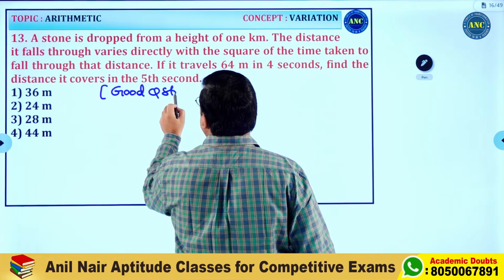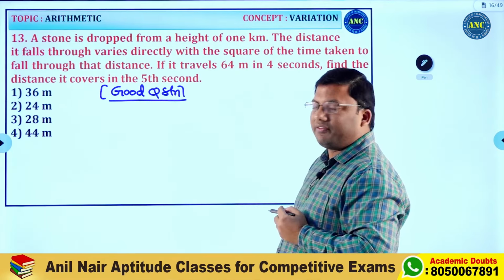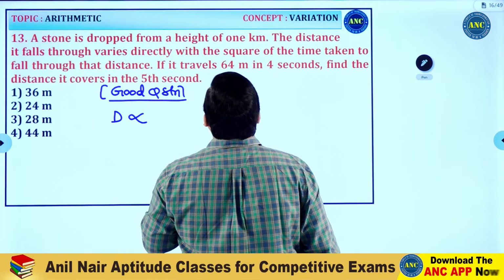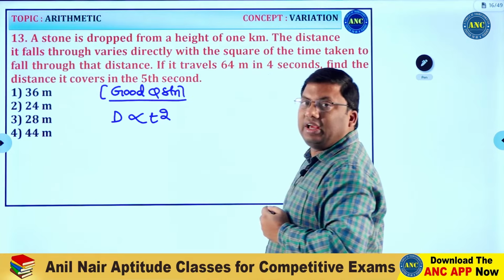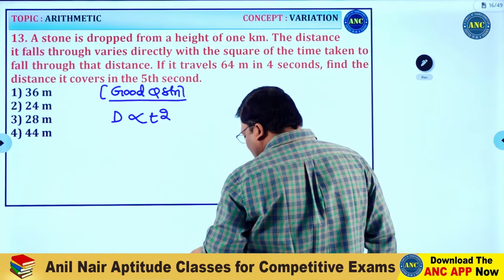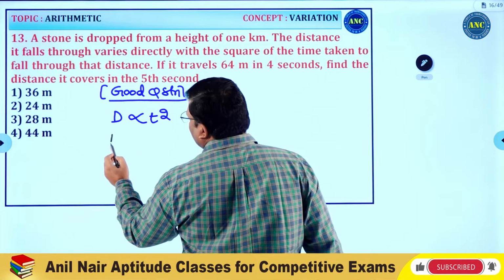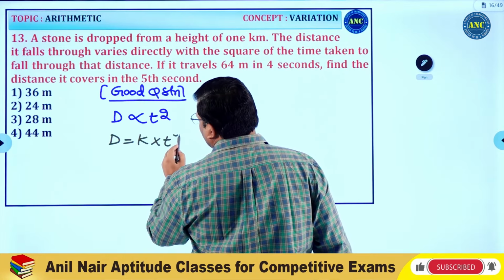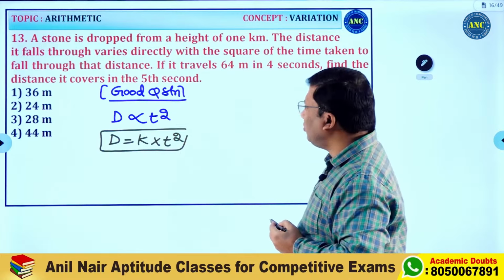The distance it falls varies directly with the square of its time. Distance is directly proportional to the square of its time. D is proportional to t square. So D, if I remove proportionality, it is k into t square.